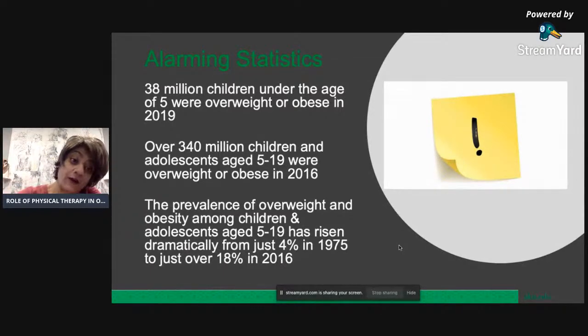And what's really scary is that the prevalence of overweight and obesity among children and adolescents 5 years to 19 years has actually increased dramatically from just 4% in 1975 to over 18% in 2016. That's actually a dramatic increase.